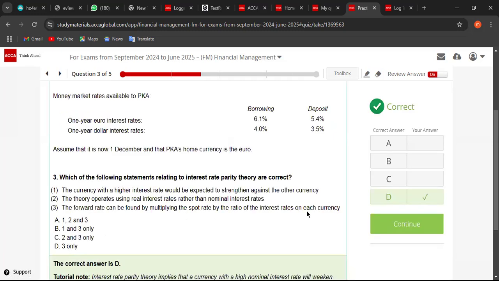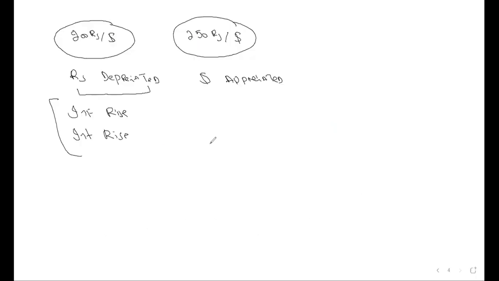Now, one more thing which I am explaining again. Guys, remember, there are two parities. One is the interest rate parity, and the other one is the purchasing power parity. Interest rate parity tells you the forward rate, and purchasing power parity tells you the future spot rate.